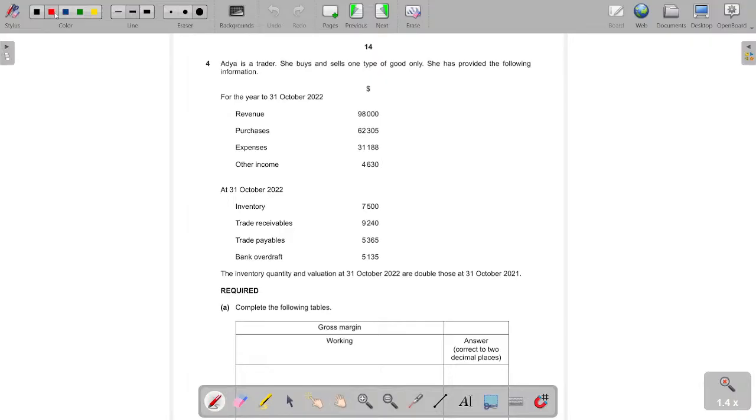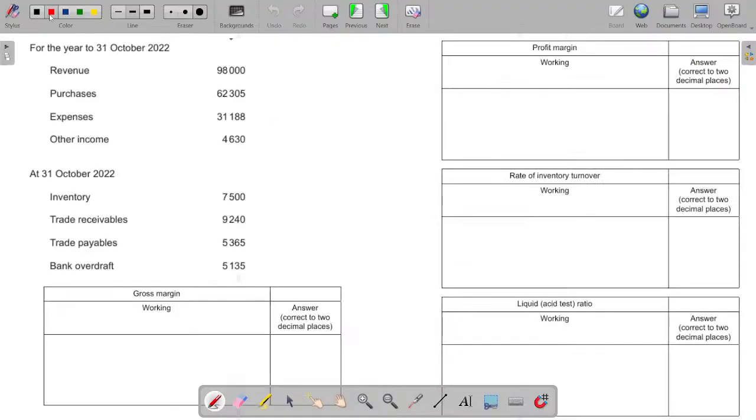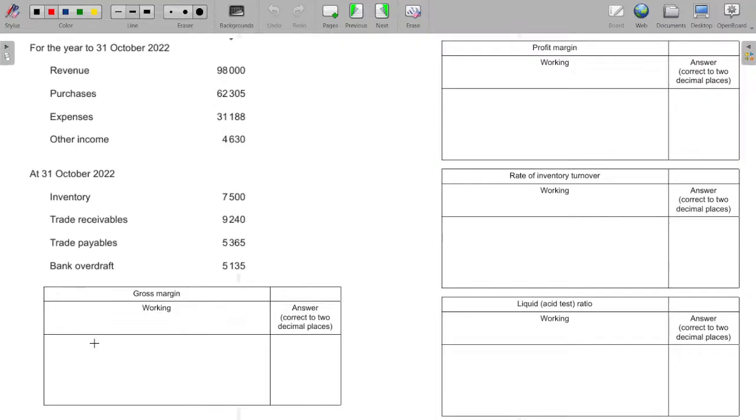Question number 4. Complete the following table, especially we have to find out the gross margins. Gross margin is gross profit divided by sales into 100. Sales, being the revenue, should be in the denominator. In the numerator, revenue minus cost of sales.